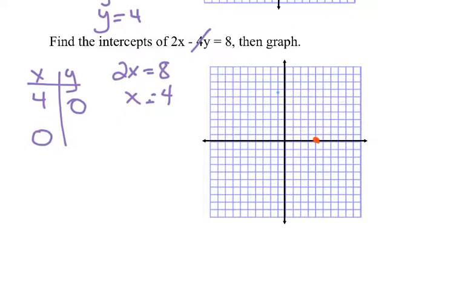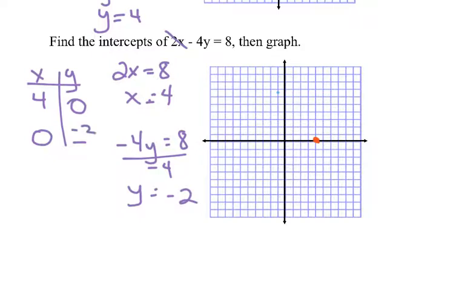To find our y-intercept, we're going to put a 0 in for x this time. So now x is gone. And our equation is negative 4y. Don't forget the negative there. Negative 4y equals 8. And when we divide everything by -4, we end up with y equaling -2. So we'll plot that point, (0, -2). And again, then we just have to connect those dots and draw our line.